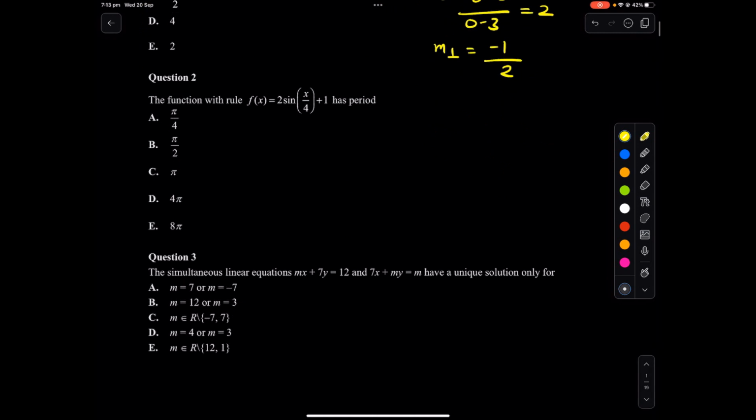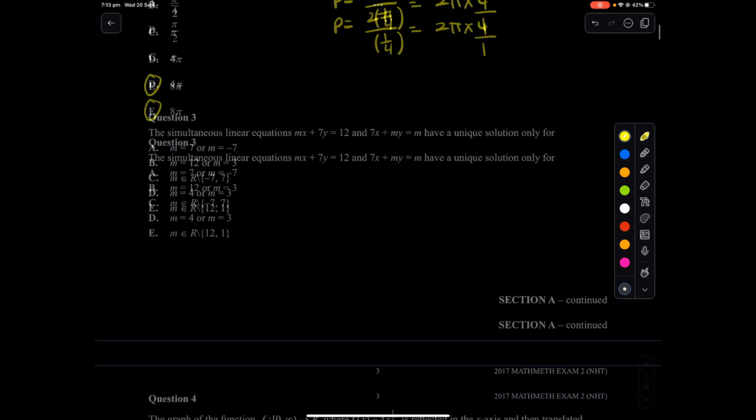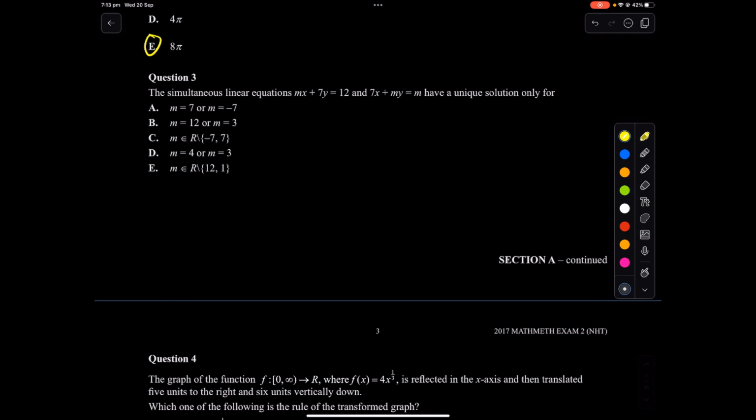The function with the rule f of x given by this has a period of what? So it's a sine function. We know that the period is 2 pi over 1 over 4, which is 2 pi times 4 over 1, which is 8 pi. Choose E.